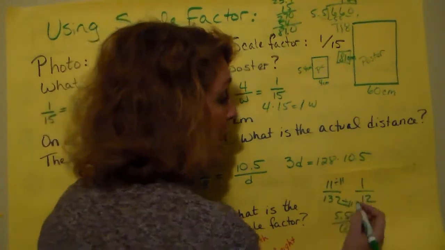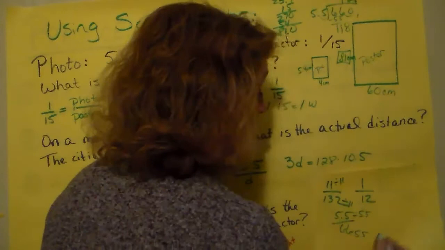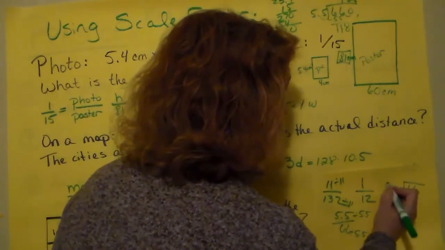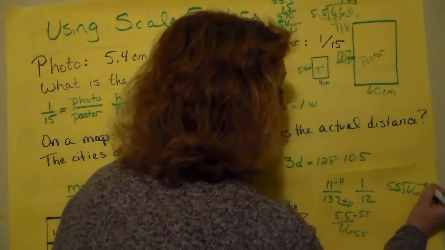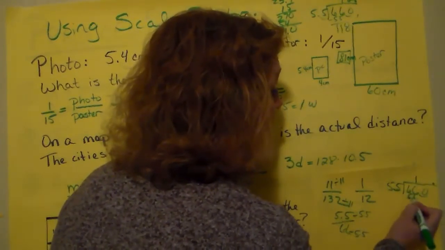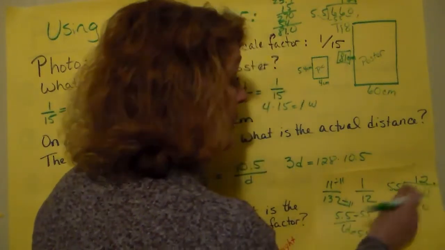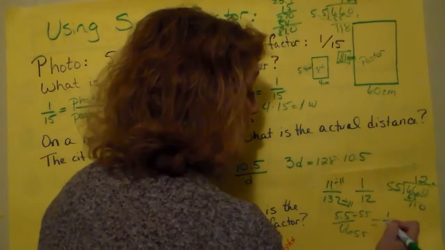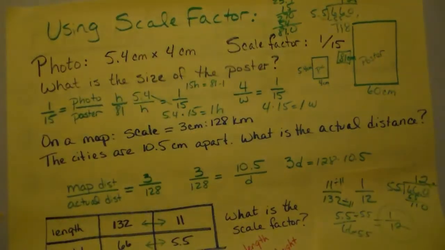If I'm going to get this to equal 1, I'm going to divide each side by 5.5. So I'm going to do 66 divided by 5.5, and I'm going to move my decimal over once. 55 goes into 66 once, 55, bring down my 0, that goes in 12. So 55 goes into 660 12 times. This also equals 1 over 12. That's my scale factor.